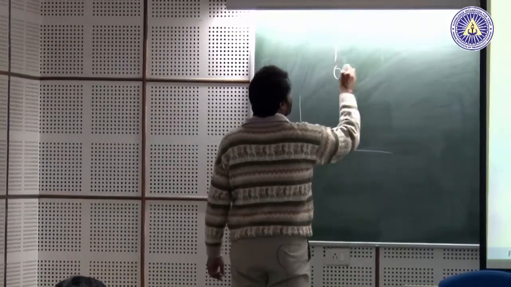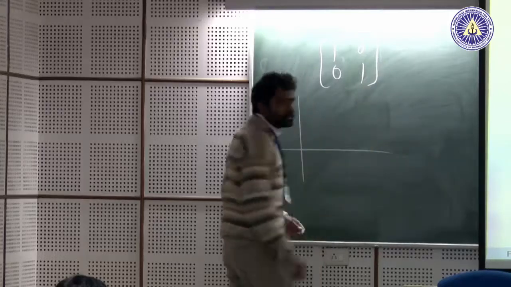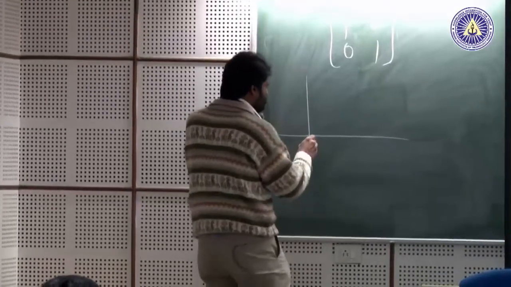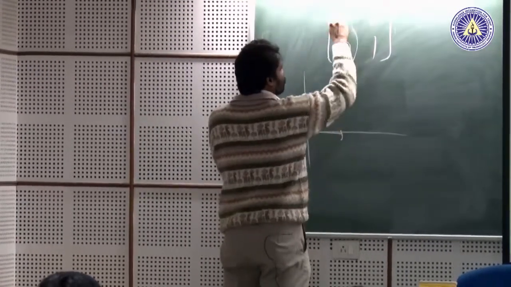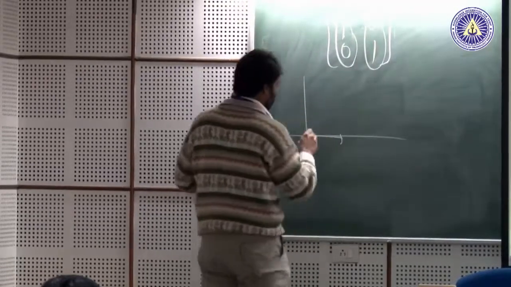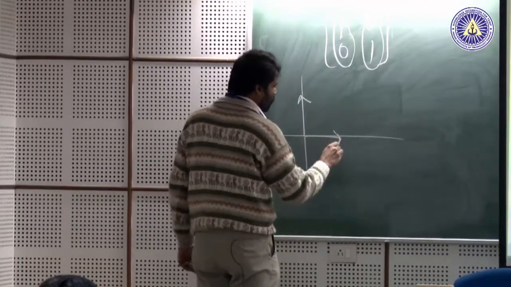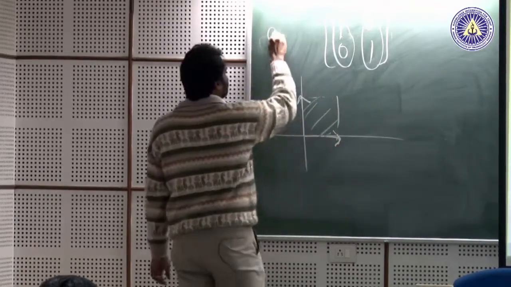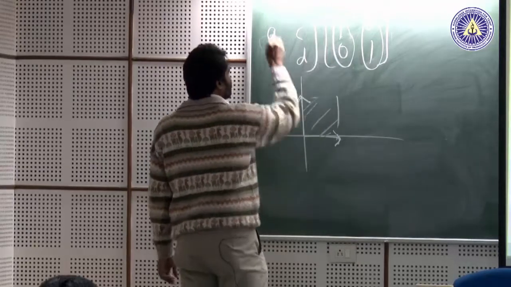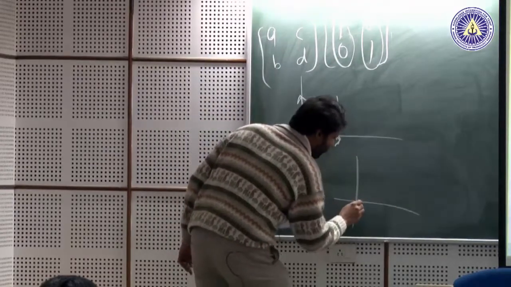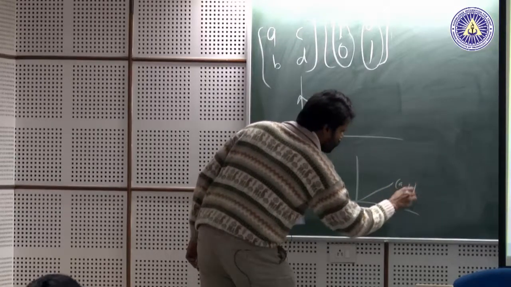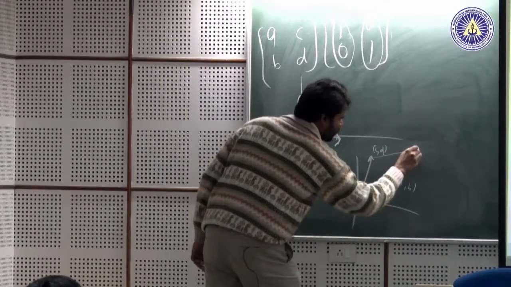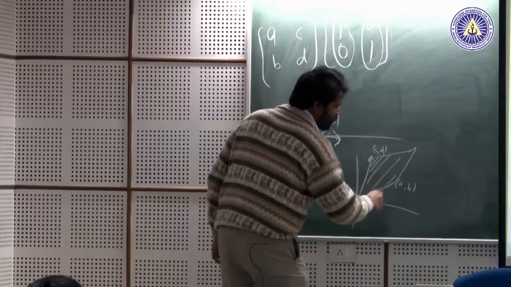Suppose I take this matrix. What is the determinant of this? 1. What is this? If you represent the 1 0 vector and the 0 1 vector, it is the area of this region. If you have some other matrix A B C D, you take those vectors, and the area of this parallelogram is what the determinant gives you.